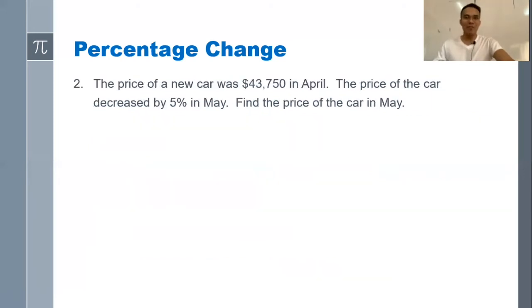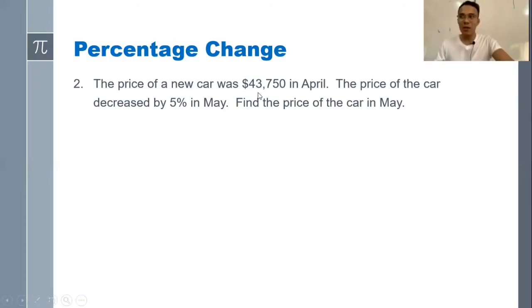Let's have item number 2. Don't worry, there are only 2 items. So this is our final item. For number 2, the price of a new car was $43,750 in April. The price of the car decreased by 5% in May. Find the price of the car in May.